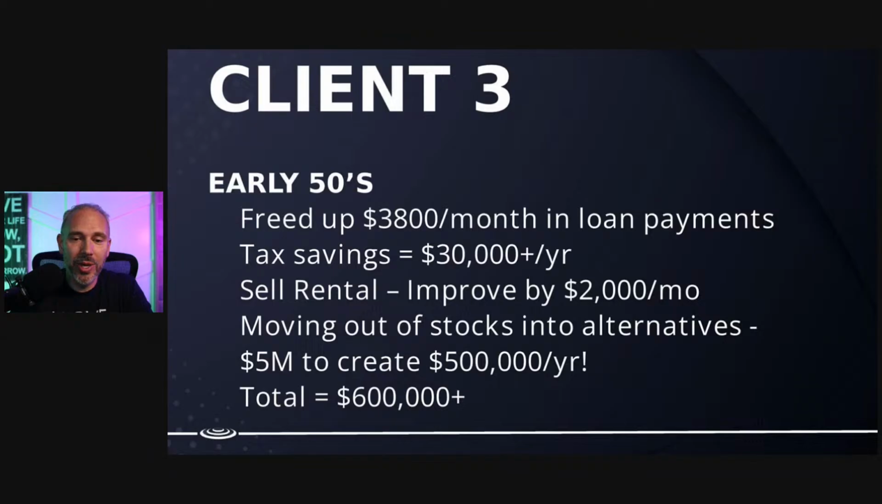We also saw a rental they had that was making zero cash flow but had 200,000 of equity in it. We were able to improve that by 2,000 a month by reinvesting that elsewhere. So now we're up near $100,000 of improved cash flow. Then we can look at the $5 million they had sitting in stocks to create some money from that.